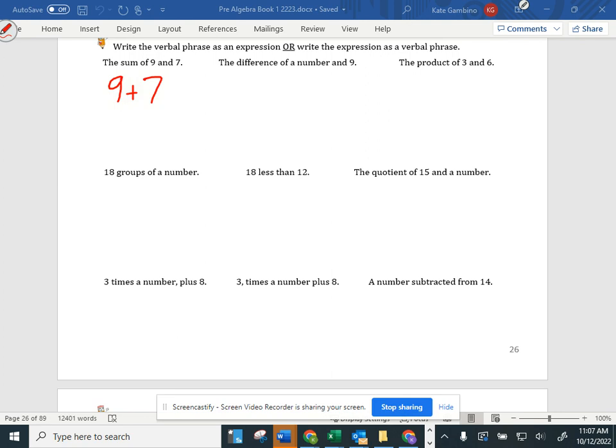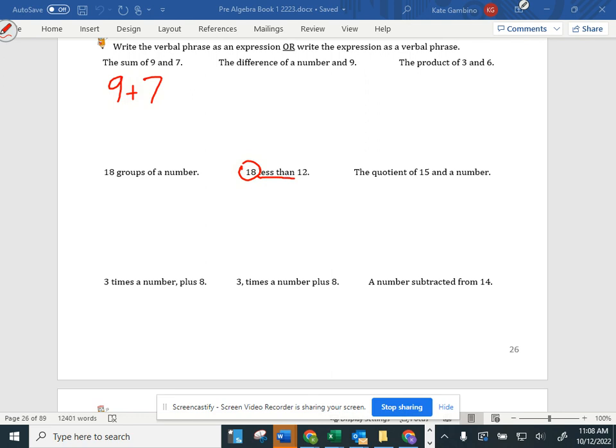So let's look at 18 less than 12. What is my first number going to be? Priya. So that is what a lot of people will say. 18 is our first number in our expression. It's going to be the first number that I write. But be careful. It says 18 less than 12.